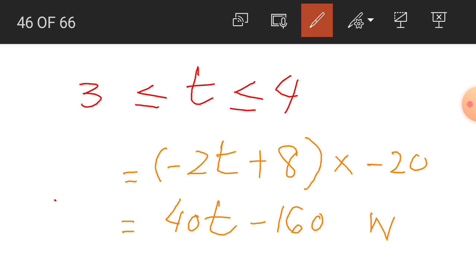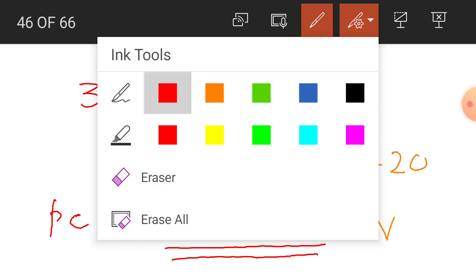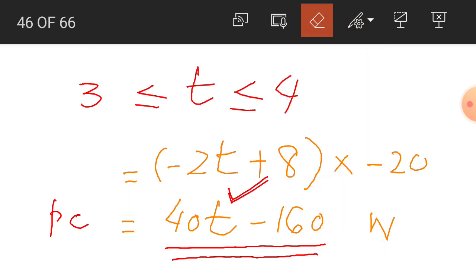So if you want to sketch this particular power as a function of time, what you can do is find out the values of the power at different instants, and then you can sketch this power as a function of time. Just calculate the power at time t is equal to 3. Then calculate this power at time t is equal to 3.5. Then calculate this power at time t is equal to 4. If you do that, you will get different points and then you can sketch it.